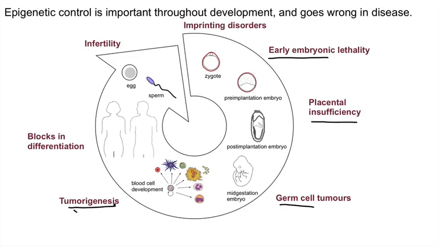Aberrant epigenetic control or epigenetic mistakes are also found and result in blocks of differentiation. And what I mean here is that a cell that is a precursor cell, for example of a B cell, may not be able to continue to progress through to make a mature B cell, and instead gets stuck at an earlier stage if there are some epigenetic abnormalities. And finally, if you don't have appropriate epigenetic control in the egg and the sperm, this results in infertility.